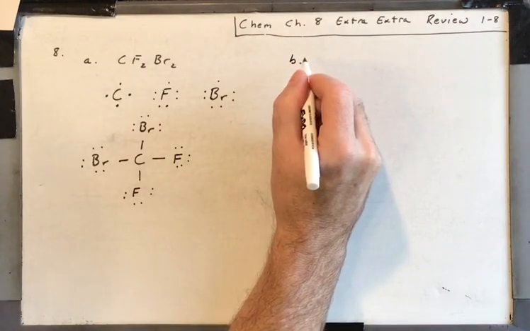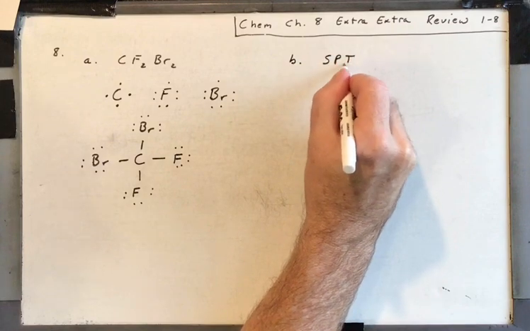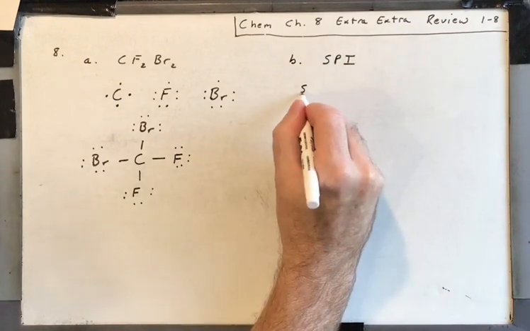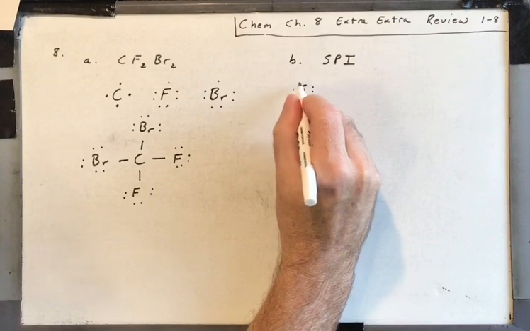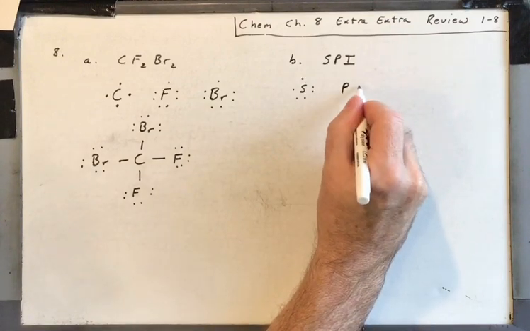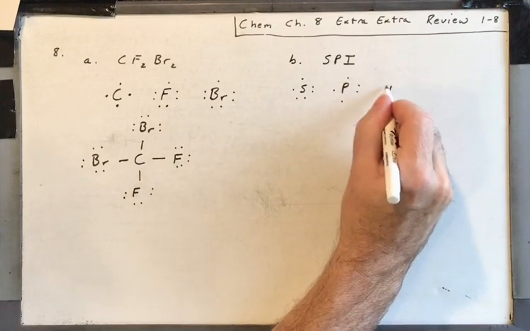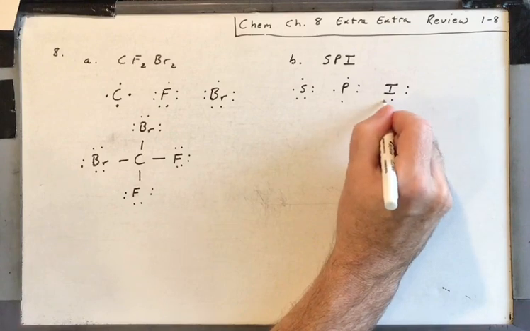All right, let's do B. That's going to be SPI. All right, sulfur's in column 6. Phosphorus is in column 5, so it only has 1, 2, 3, 4, 5. Iodine is in column 7.